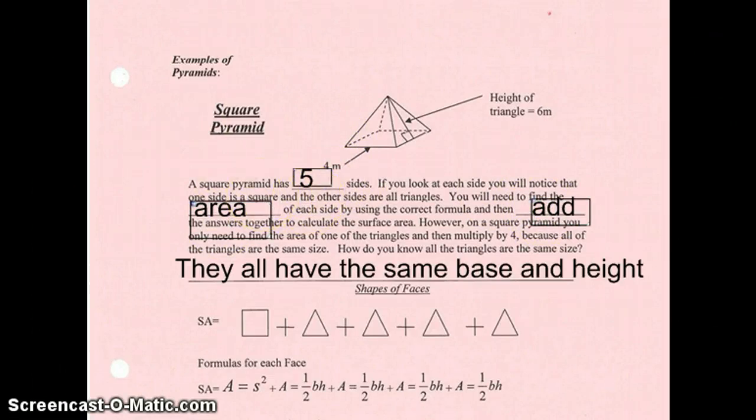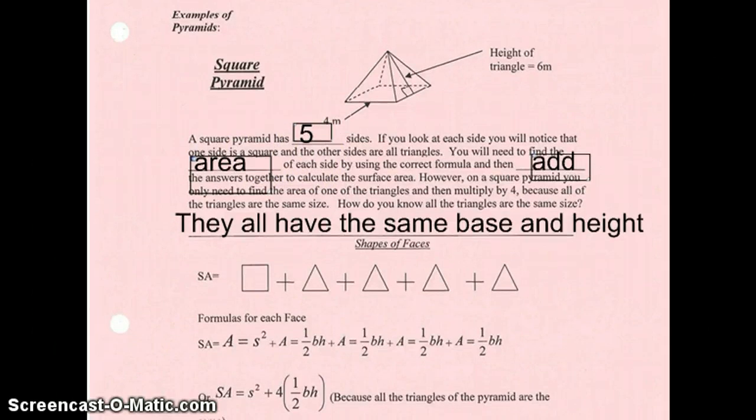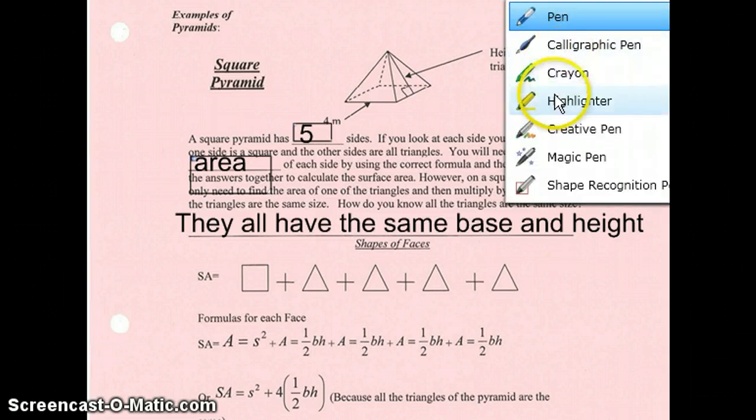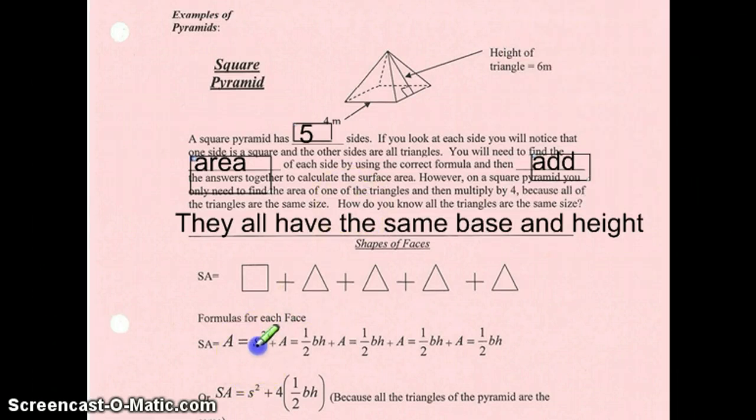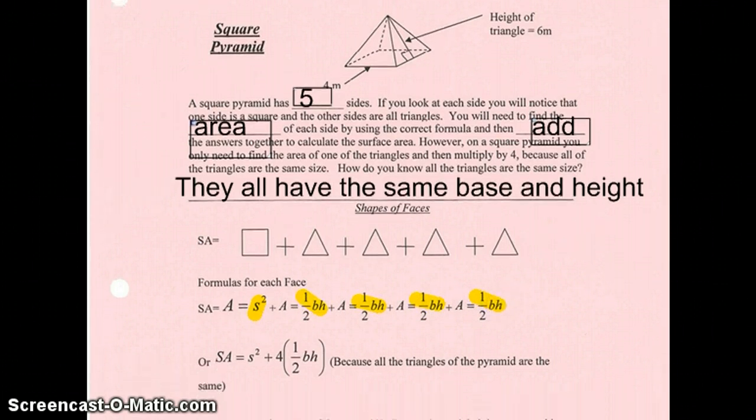If we look at the shapes of the faces in order to find the surface area, you can see that we have 1 square and 4 triangles. To find the area of the square, you just take the side and square it. To find the area of each triangle, you're going to take 1/2 times the base times the height. So we have side squared plus 1/2 base times height plus 1/2 base times height plus 1/2 base times height plus 1/2 base times height. Because those are all the same, you could also think of it as taking side squared plus 4 times 1/2 base times height, because all the triangles of the pyramid are the same.